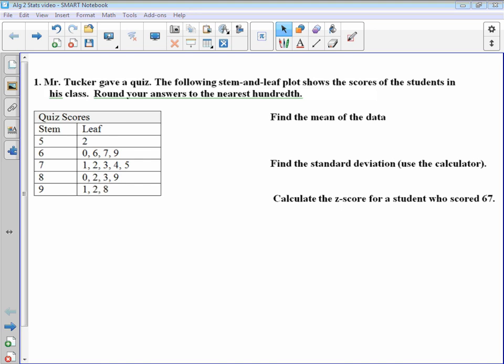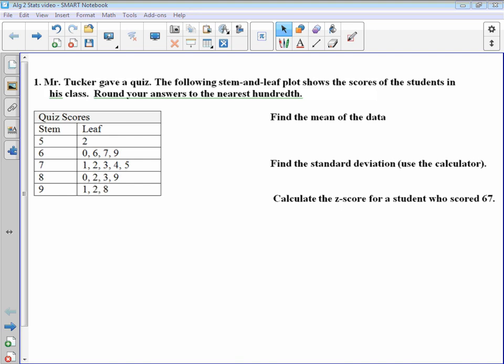Welcome to the stats review for Algebra 1. What we're going to do is go over the types of stat problems you might see on the SOL and give you an idea of how to use them using the technology available to you.